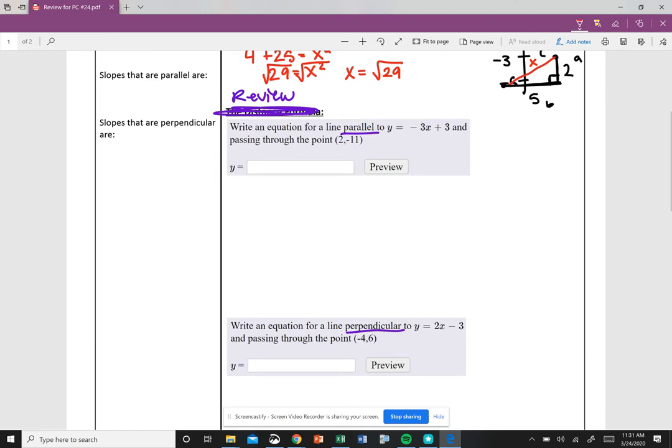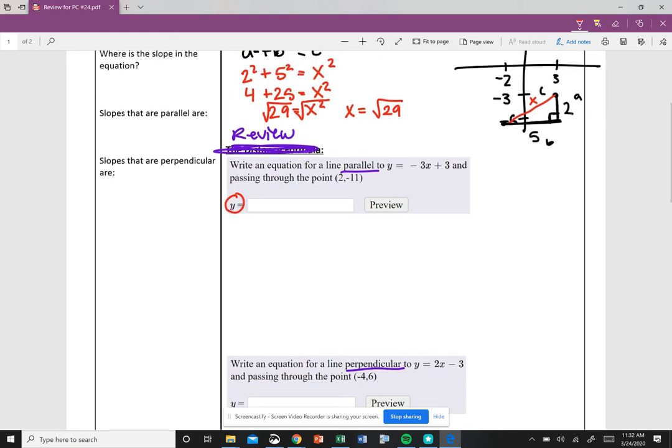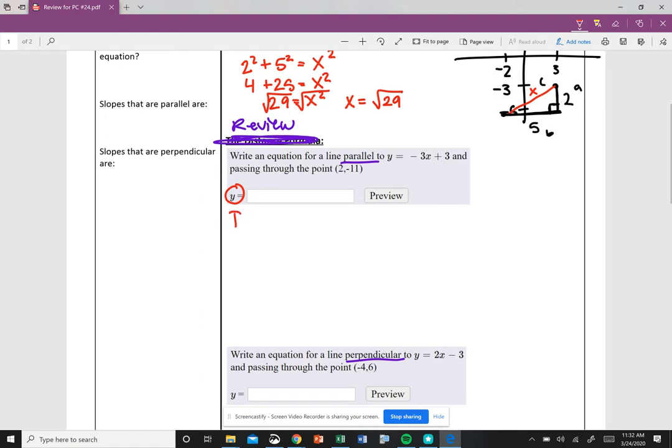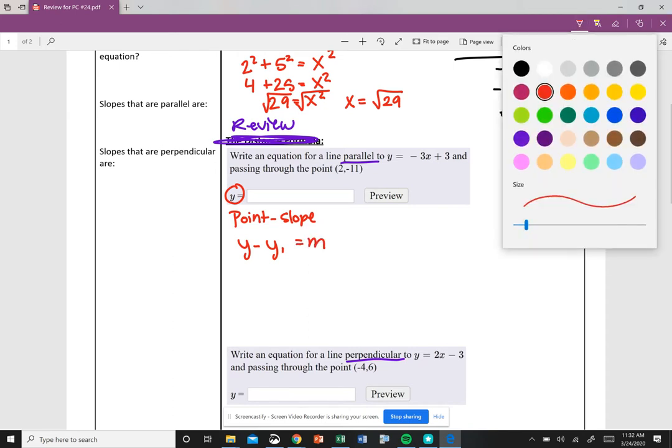All right, so moving on to this next part, we're going to write an equation for the line parallel to y equals -3x plus 3. So first off, you can use Desmos to see what your answer is, and I'm actually going to end up using Desmos to see how I'm doing. So notice this says y equals, that means you have to solve it for y. Now, if you remember point slope form, is y minus y1 equals m. This is my slope.